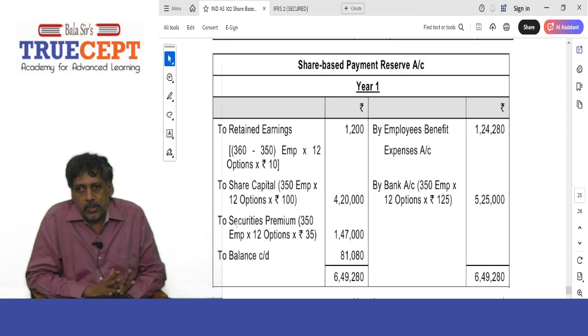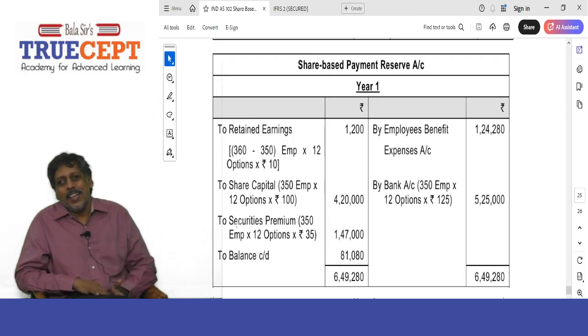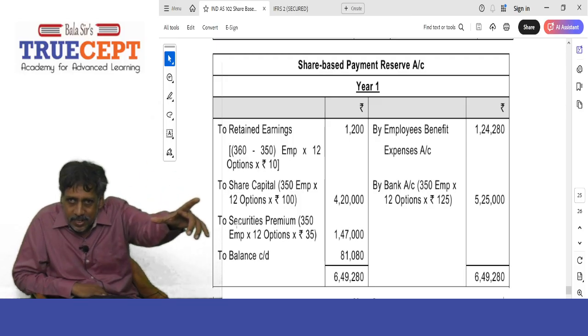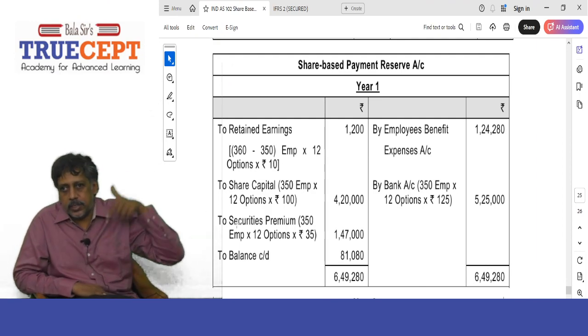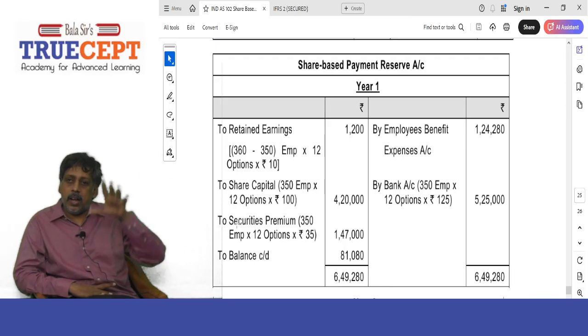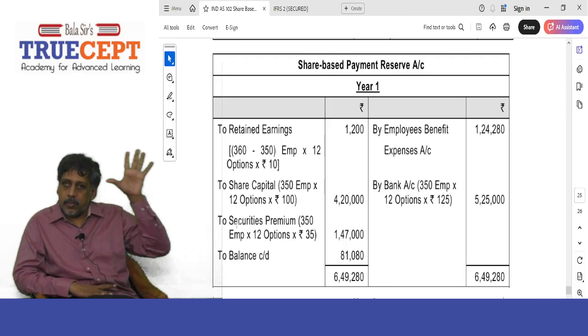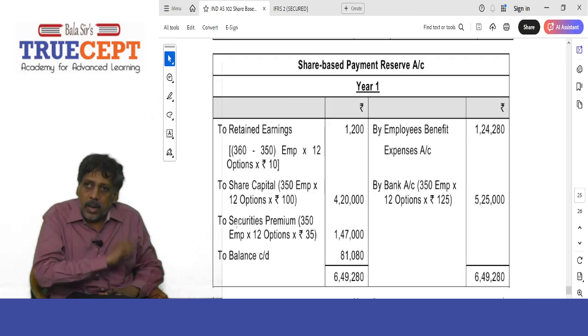135. What a magic. So 135 is nothing but you have taken 10 rupees not in cash, but in the form of their service, and the balance 125 in cash. You get it? Yes, sir. Out of 135 rupees, 100 is transferred to share capital and 35 transferred to securities premium. And to balance carried down.